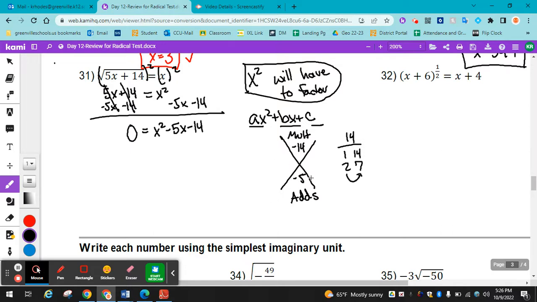Since I'm trying to get them to add to negative 5 and multiply to negative 14, one of those has to be negative. And since it's adding to a negative, you want the bigger number to be negative. If it was adding to a positive, you would want the bigger number to be positive.